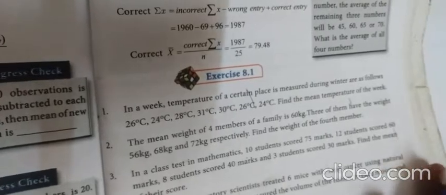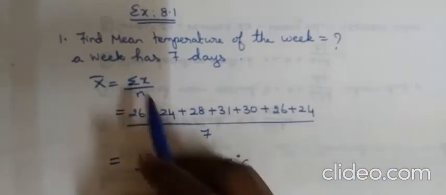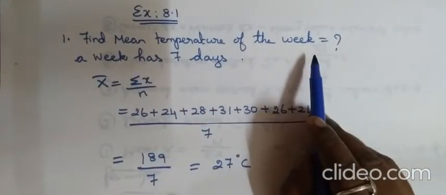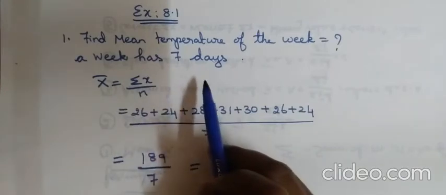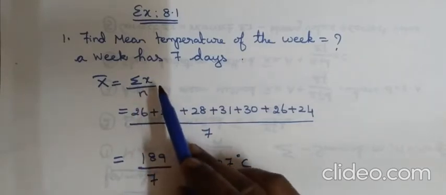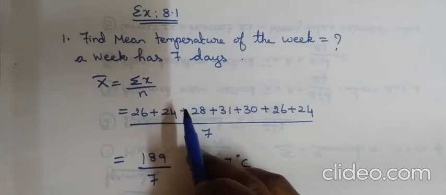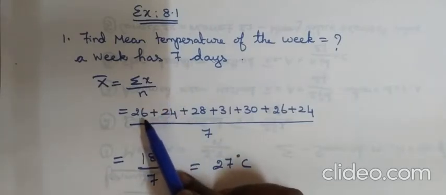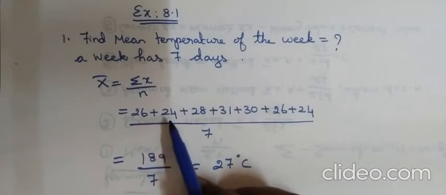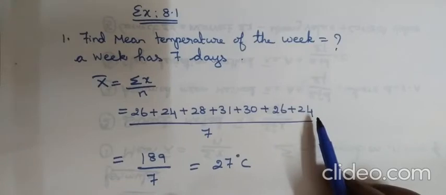Week data they are asking. So here I have written the question: find the mean temperature of the week. A week has 7 days. Here n is 7, the number of days. Summation x means, as I told you earlier, you have to add the values. So Monday 26 degrees Celsius, Tuesday 24 degrees Celsius, until Sunday 24 degrees Celsius.